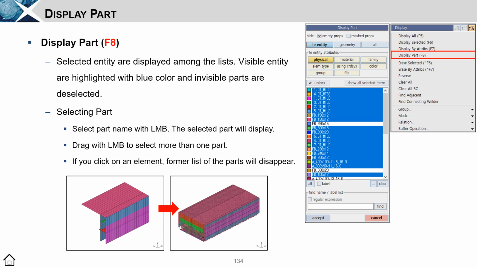All entities are classified into various parts. The grouping basis for FEM entity is physical property, material property, group, family, element type, element color, and model file ID. The grouping basis for geometry entity is set, color, group, model file ID, and such.